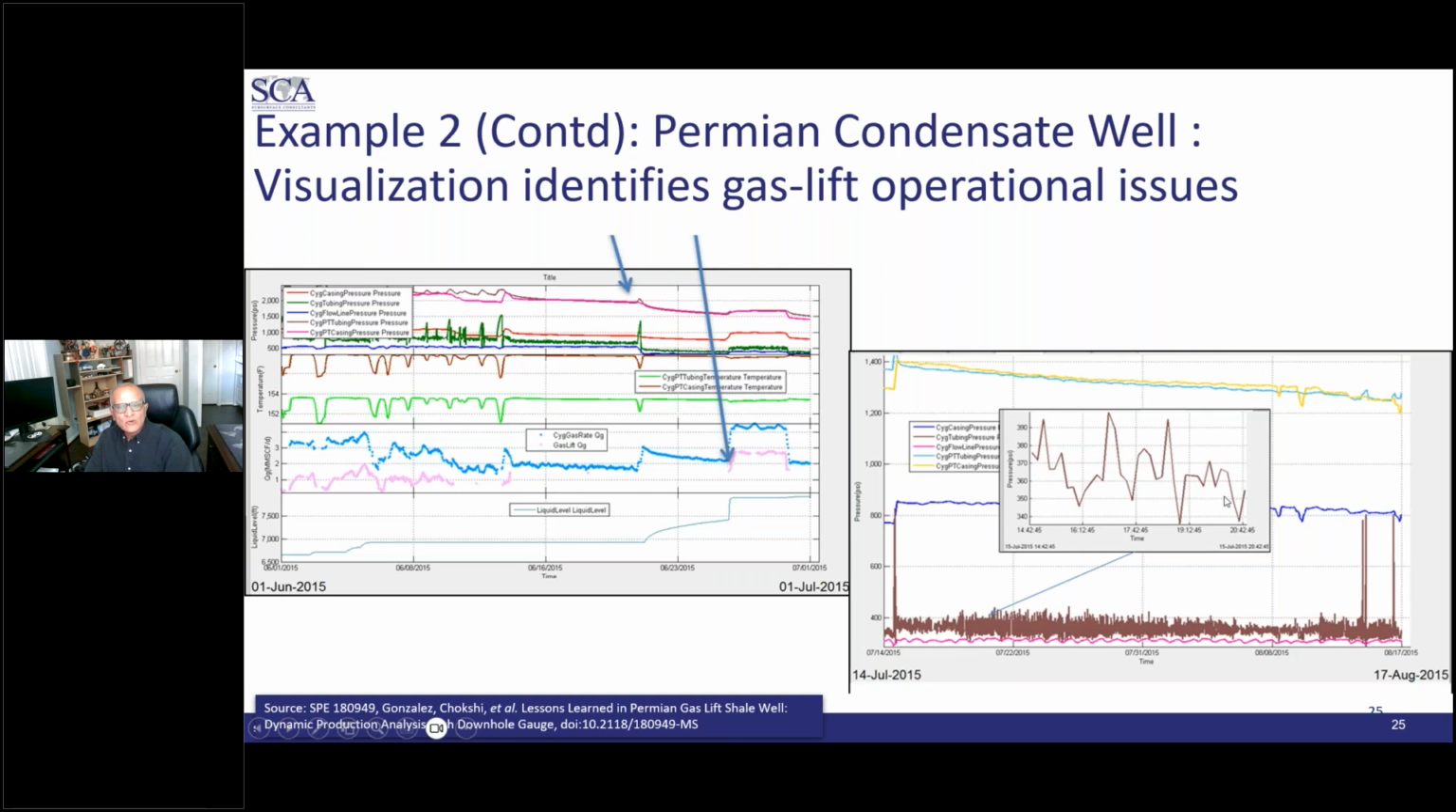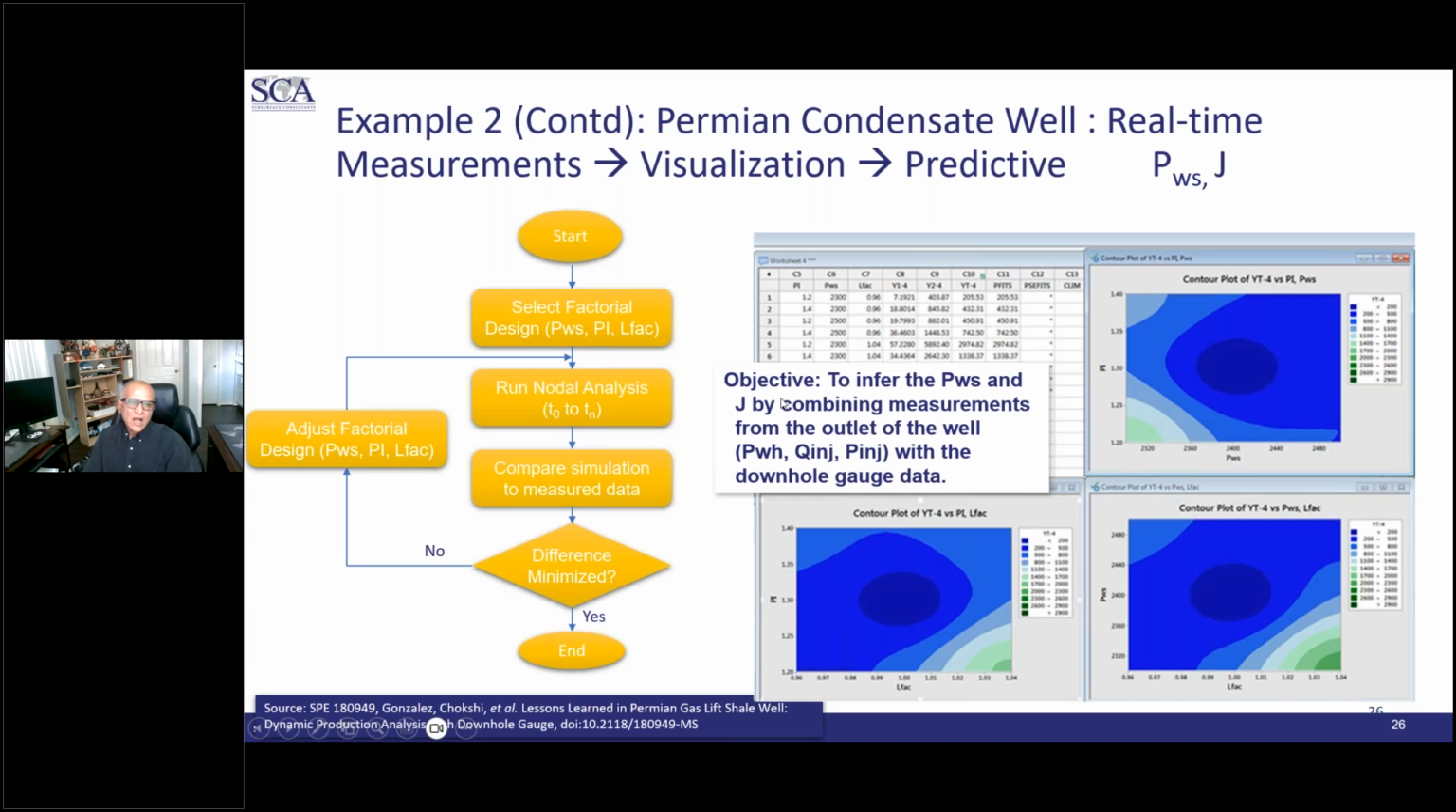But we were not focused on just visualization. What we focused on was how we can use this data to come up with some predictive calculations related to reservoir parameters like productivity index and static bottom hole pressure. So we used Minitab software and combined it with the nodal analysis approach. And you can refer to this paper if you're interested in understanding this further.